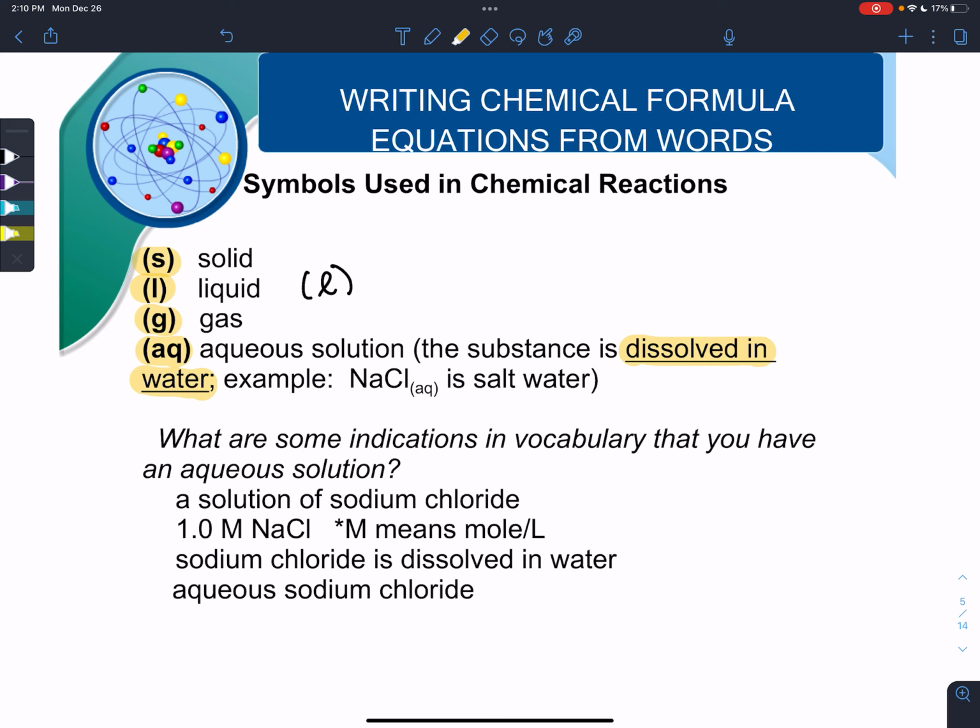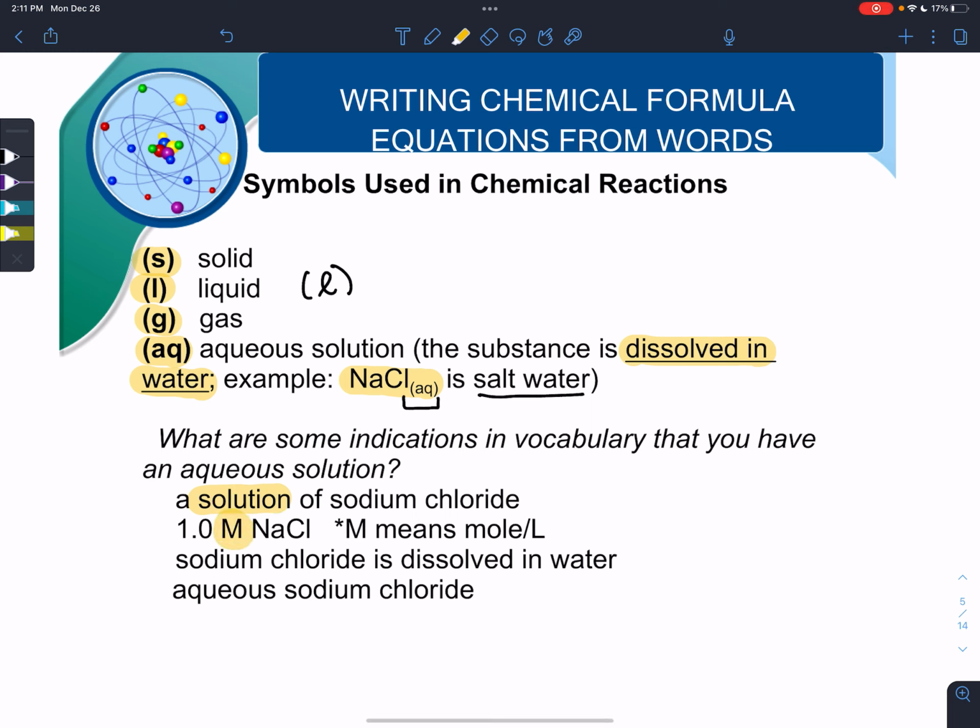So for example, if you see NaCl with AQ in tiny writing after it, in subscript form right here, that means that's salt water. It's basically NaCl dissolved in water. There are other indicators in vocabulary that mean you have an aqueous solution. It might not say aqueous solution straight out. It might say different things. It might just simply say a solution. It might say 1.0 molar.